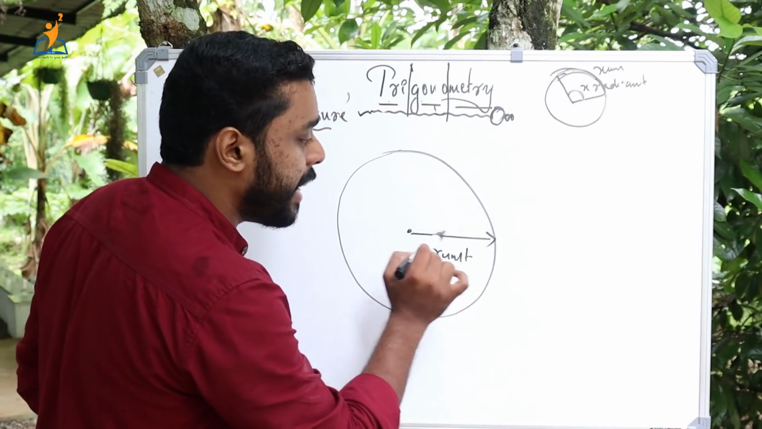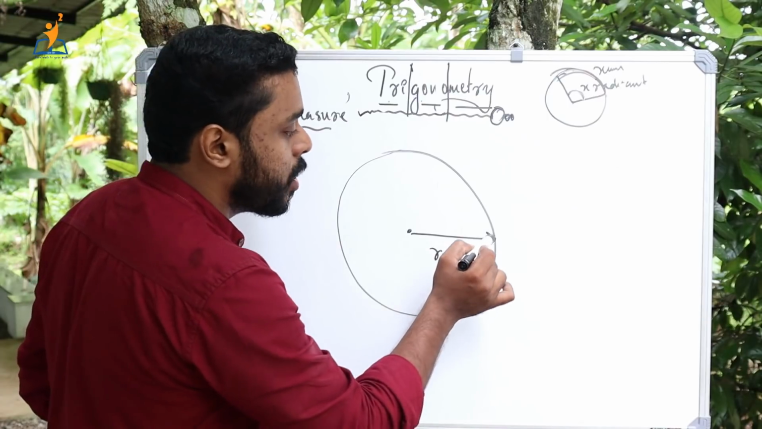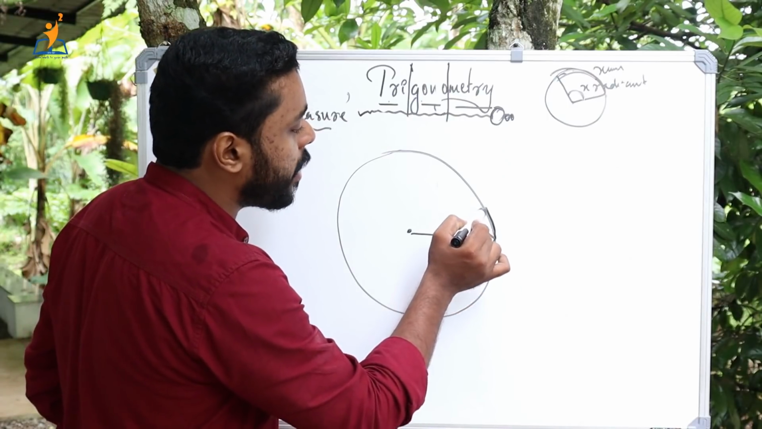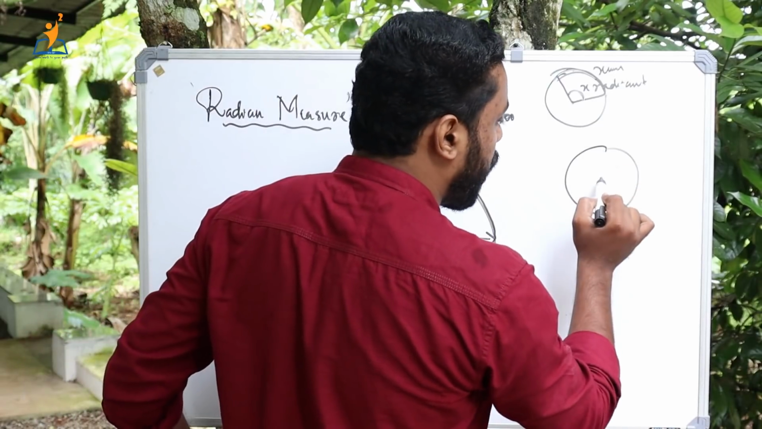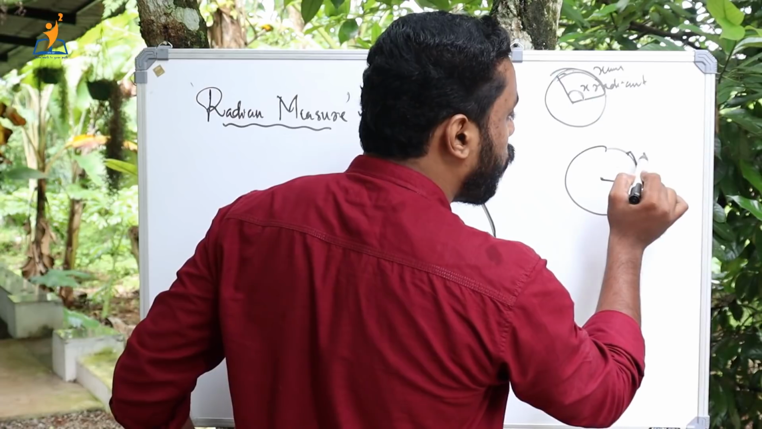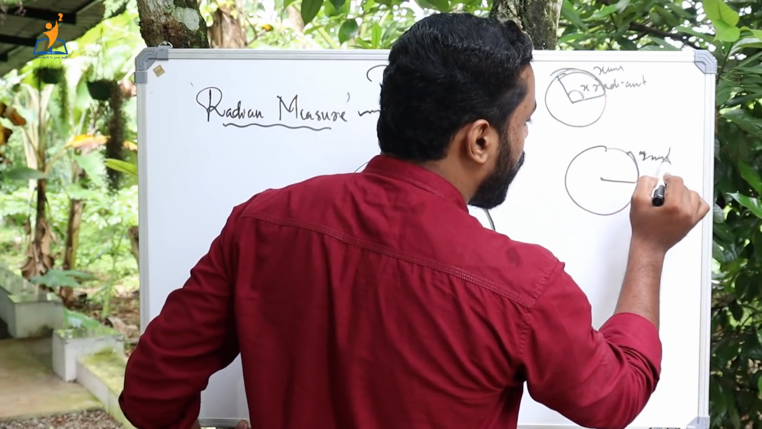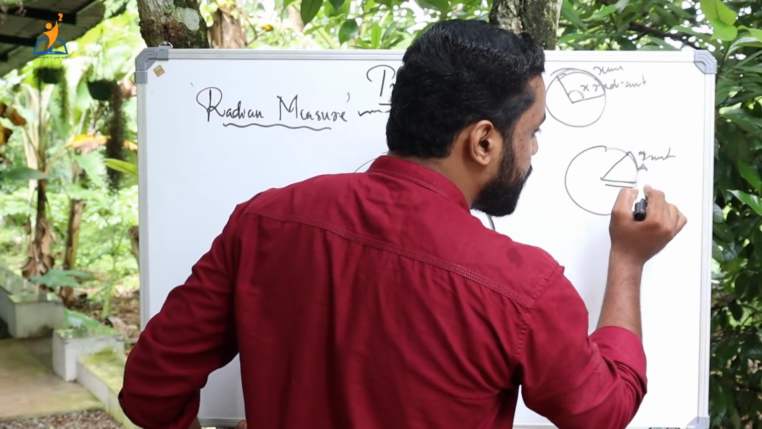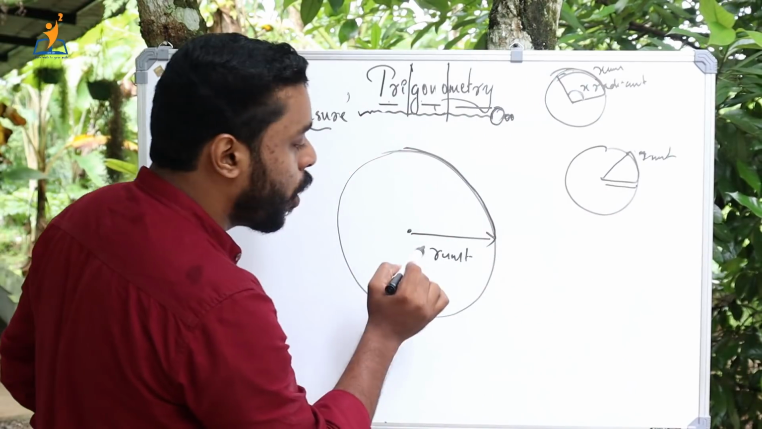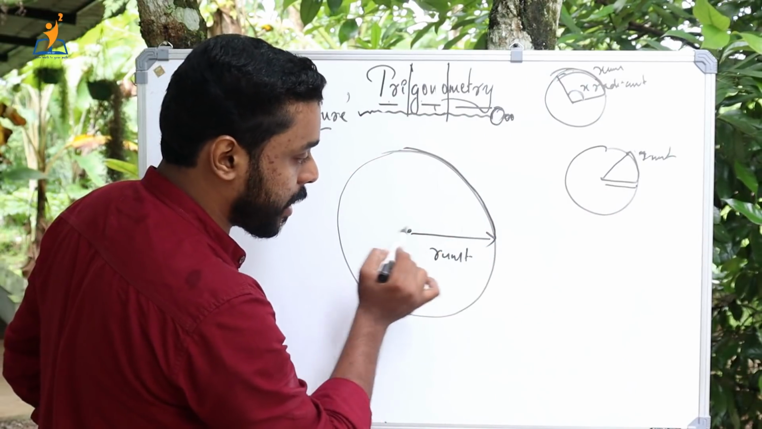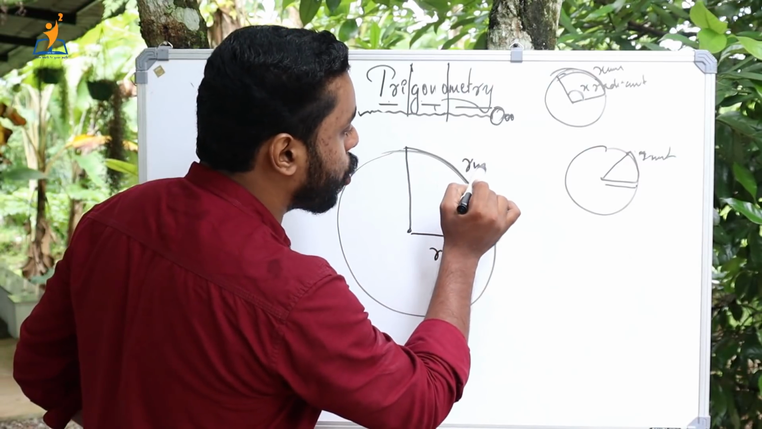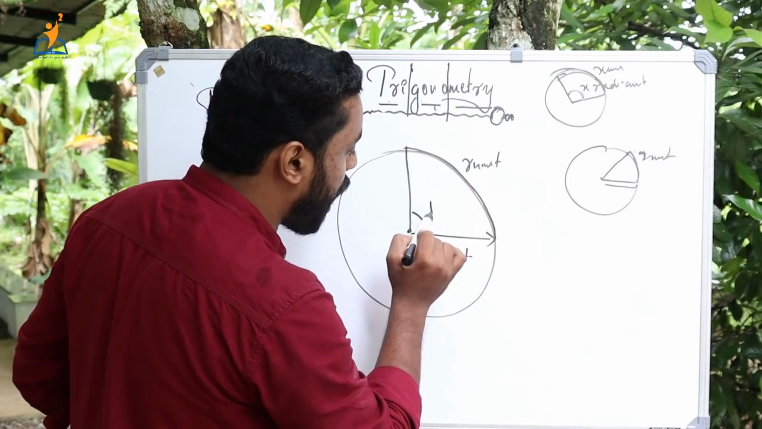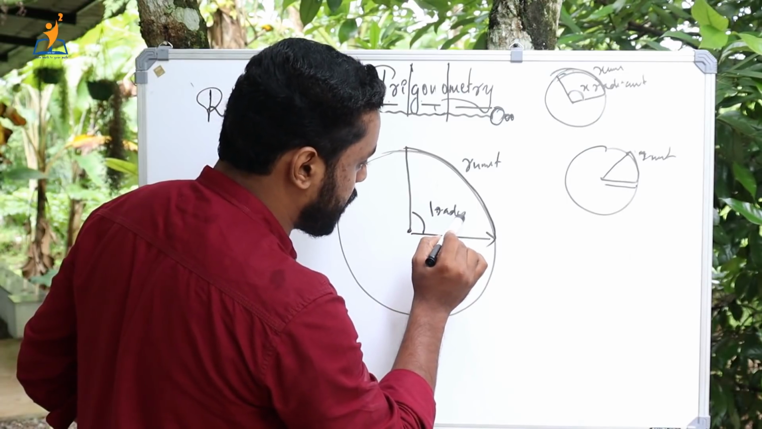Here the radius of the circle is r unit. In a unit circle, to get 1 radian, the arc length must be 1 unit, right? Here the radius and the arc length are the same. So for a circle of radius r unit, the arc length must be r unit in order to get an angle of 1 radian at the center.